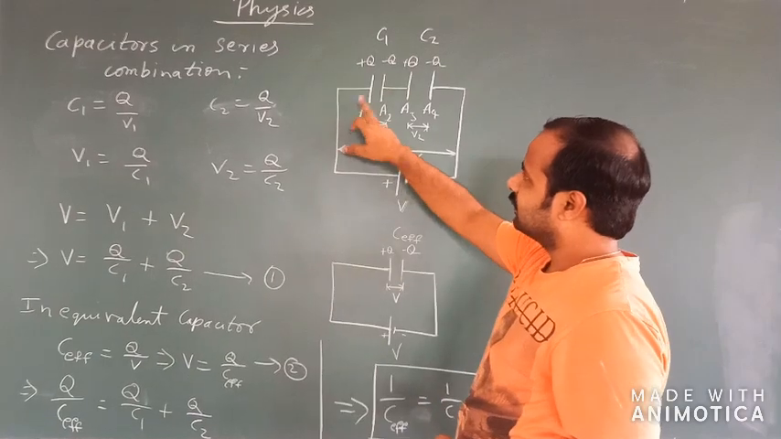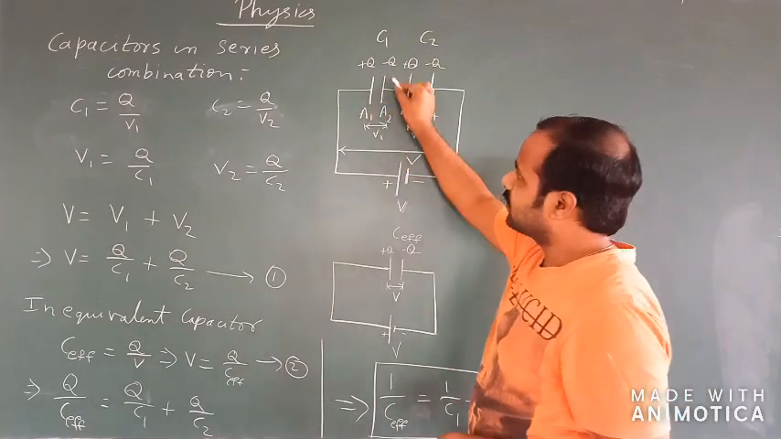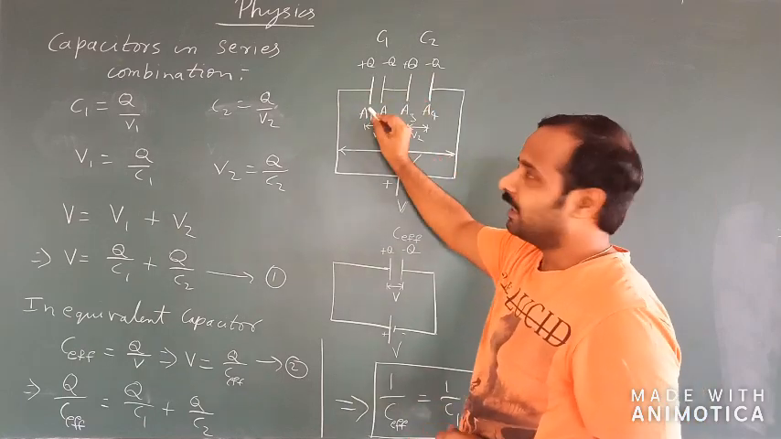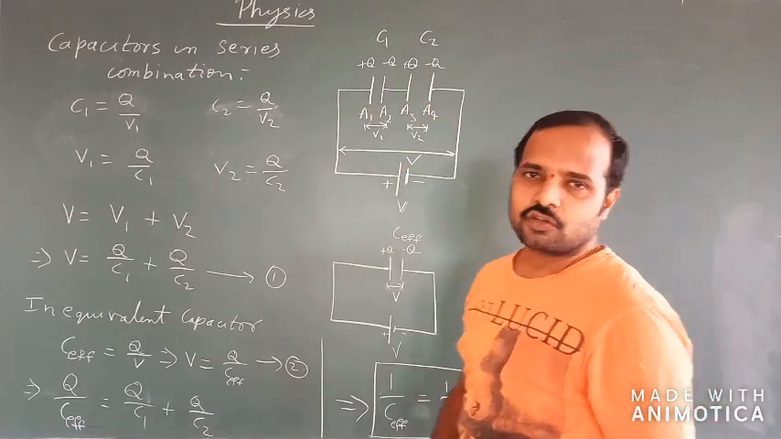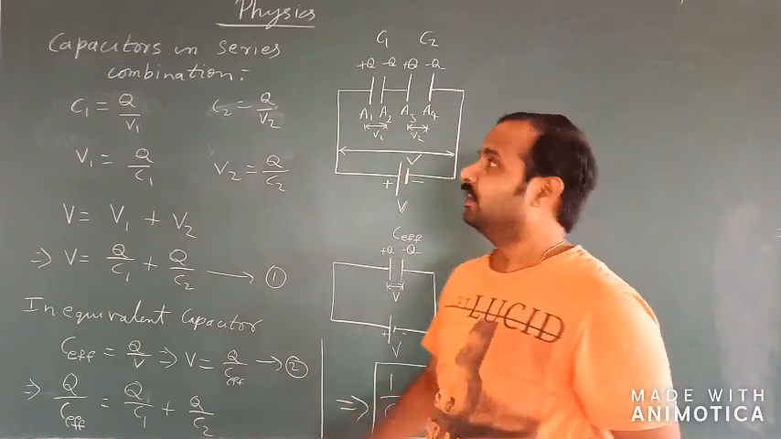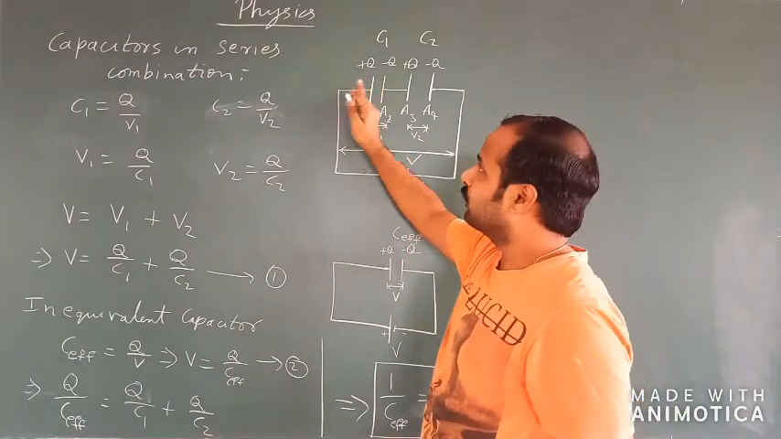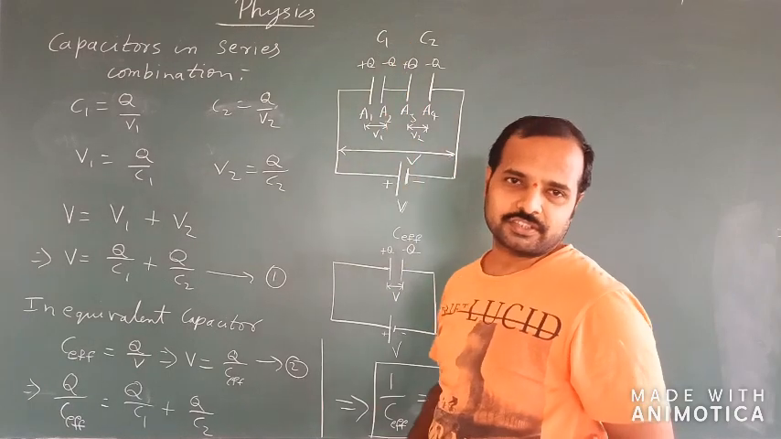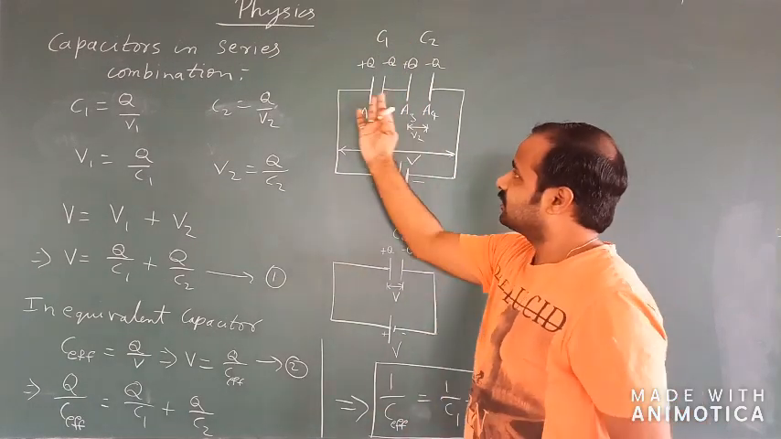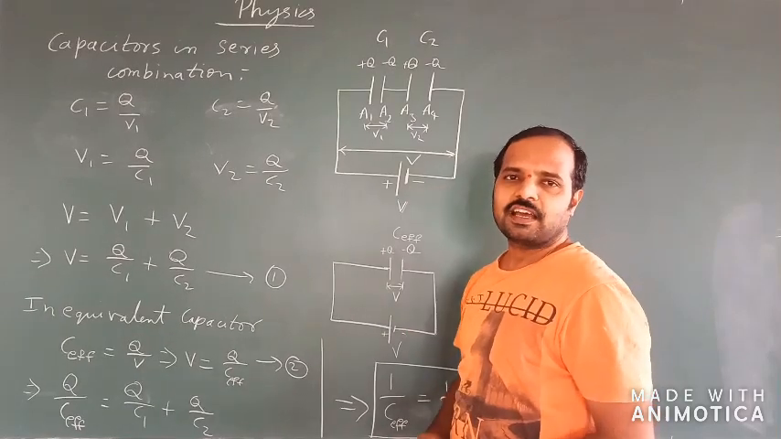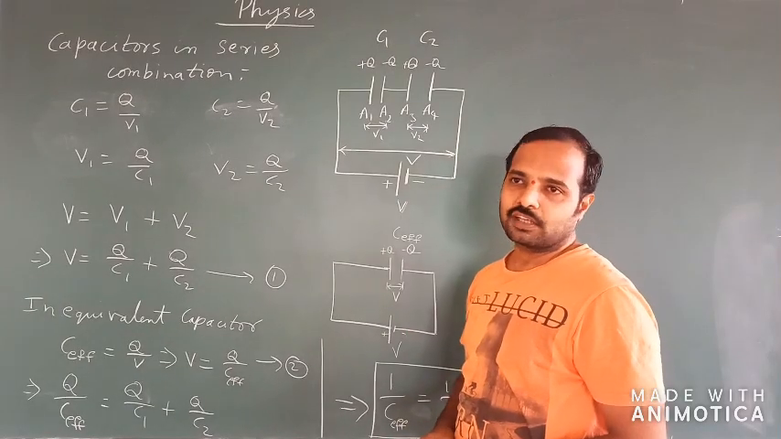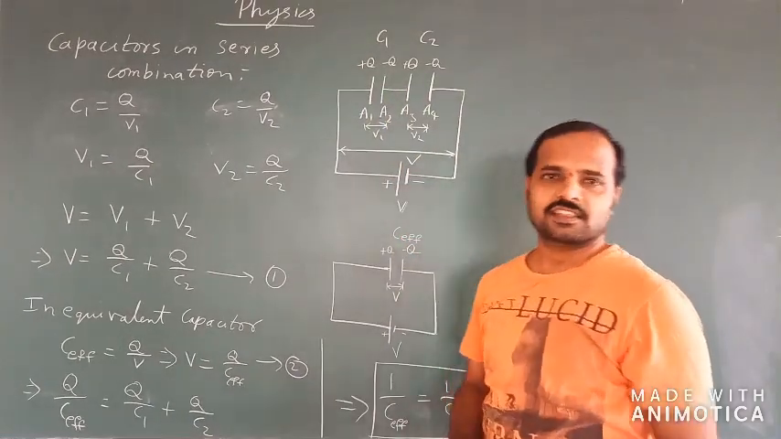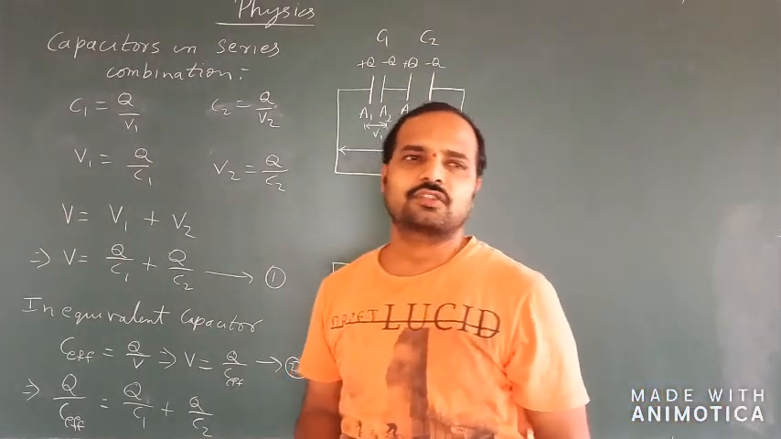So you can see here the net charge on each of these capacitors is 0, and each of the plates has a charge of magnitude Q. One plate of each capacitor has plus Q charge, and the other plate has minus Q charge, which means the charge stored in each capacitor has the same magnitude. That is, the same amount of charge is stored on each of the capacitors connected in series combination.